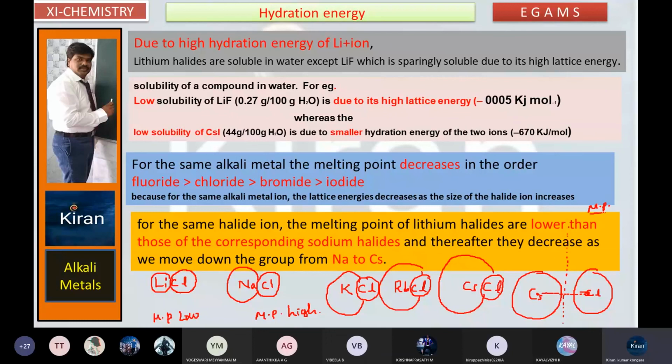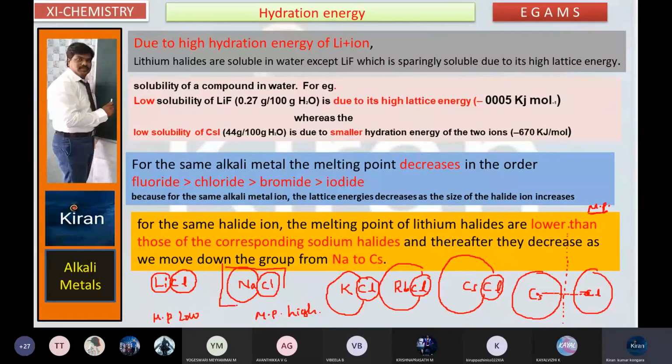Melting point decreases from left to right. When you go down the group, from lithium chloride to cesium chloride, the melting point decreases, because of the bigger size of the cesium ion and chloride ion. While comparing with lithium chloride, the melting points gradually decrease. Here you have to observe that sodium chloride is an exceptional case.